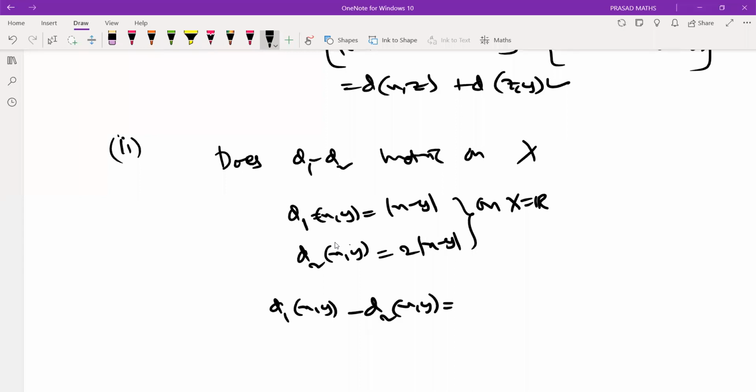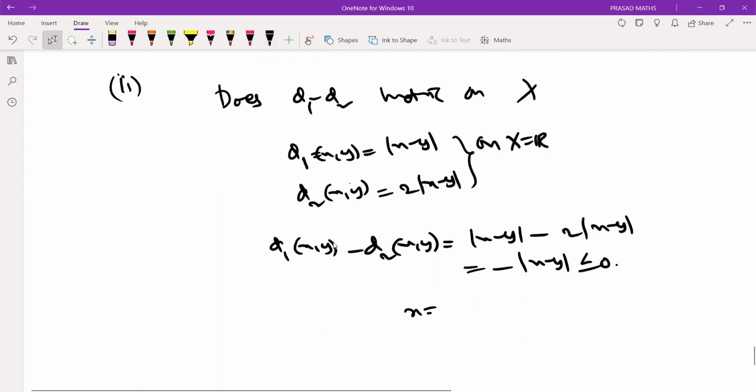So therefore, what about d1 minus d2? d1 minus d2 is equal to what? Mod of x minus y minus 2 into mod of x minus y is nothing but minus of mod of x minus y. But whenever it is a metric, d1 minus d2 should not be negative. It should be non-negative in fact. So this is actually less than or equal to 0. So it cannot be a metric.